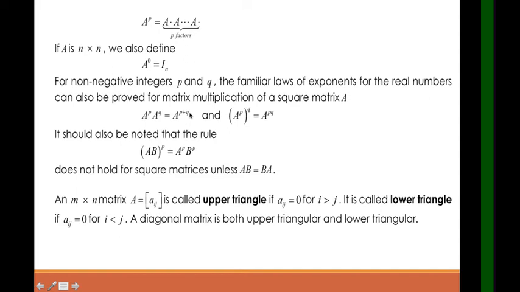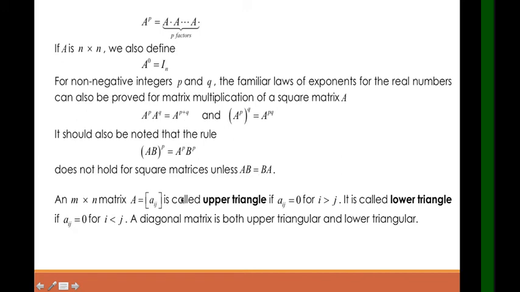As we all know, when we multiply variables, we add the exponents. And the quantity A raised to p, then raised to q, is equal to A raised to p times q. It should also be noted that the rule (AB) raised to p is equal to A raised to p times B raised to p does not hold for square matrices unless AB is equal to BA.